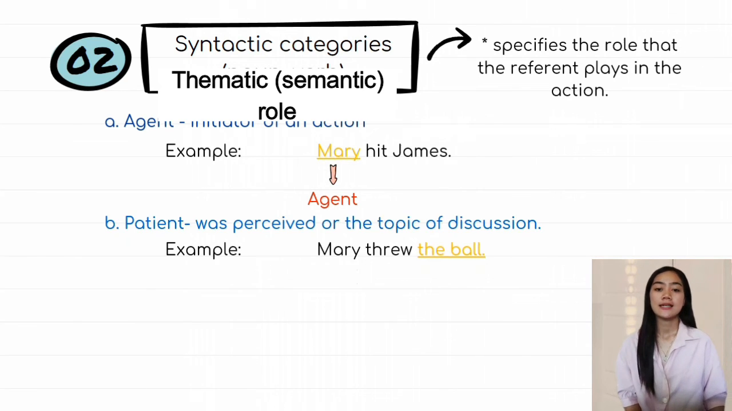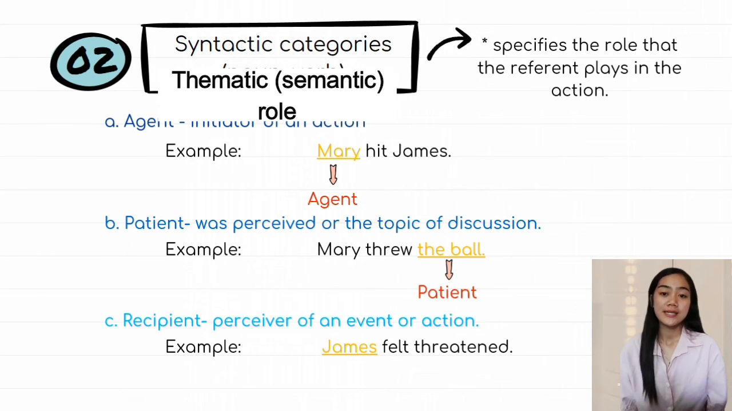The second is the patient, the one affected or the topic of discussion. In the example, Mary threw the ball, the patient is the ball. The third one is the recipient, the perceiver of an event or action. In the example, James felt threatened, James is the recipient because he is the perceiver of the event or action.